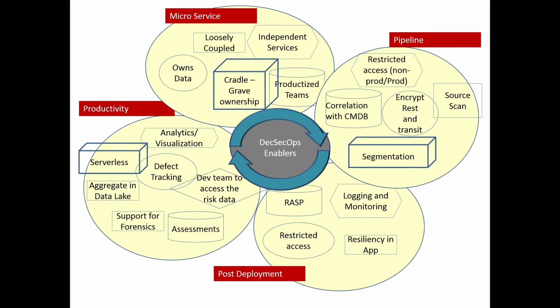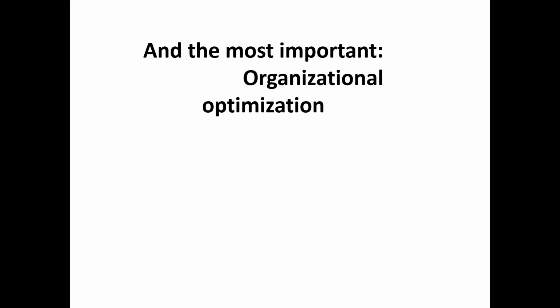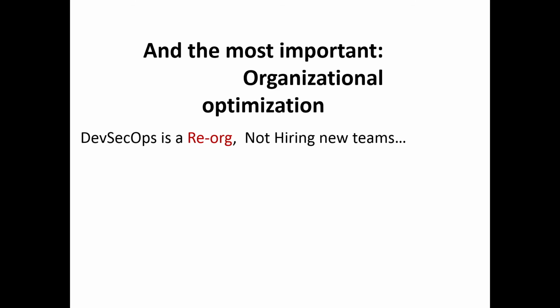Defect tracking: make sure that development defects, and those pipeline defects, are also tracked. And the development team has access to the data on how they are doing, those analytics. And the most important thing is that DevOps is an organizational optimization. You have to have the buy-in from the leader, the cultural change. It's not hiring new teams. It's a reorg, not hiring a new team.